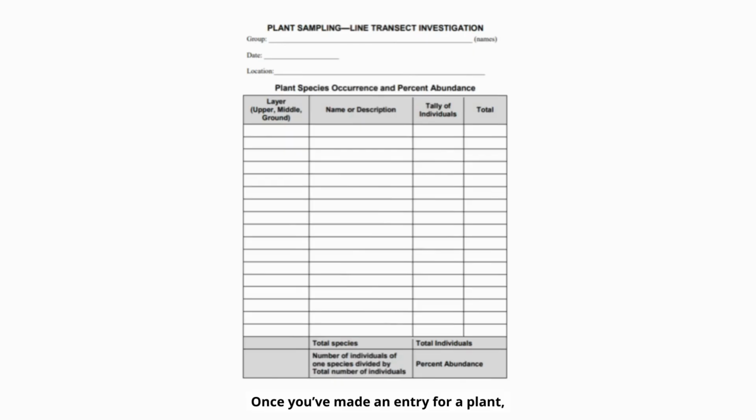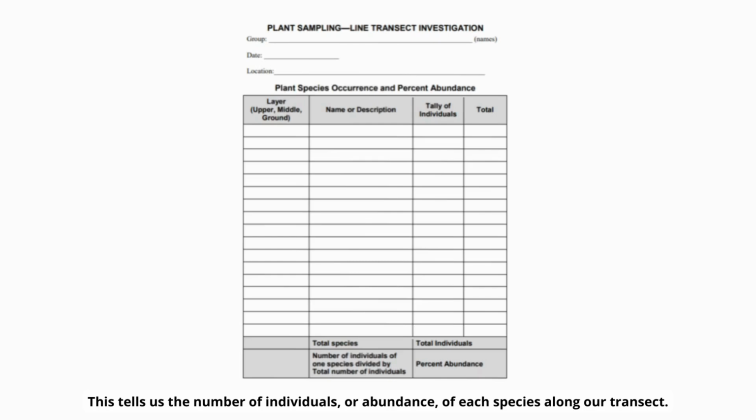Once you've made an entry for a plant, every time you see it, make a tally in the individuals column. This tells us the number of individuals, or abundance, of each species along our transect.